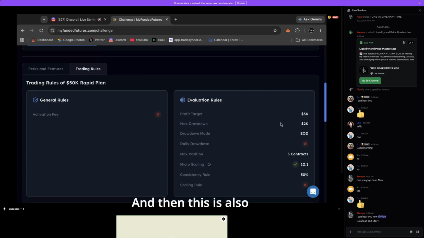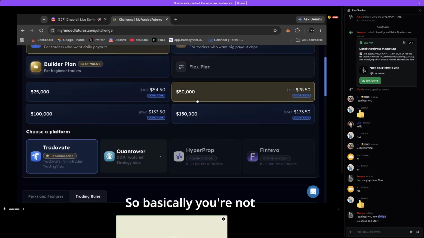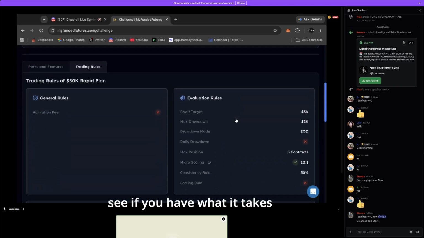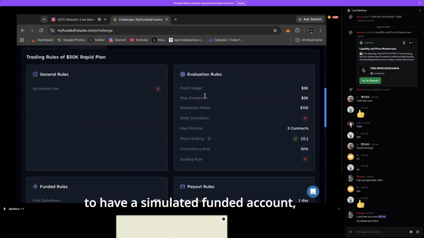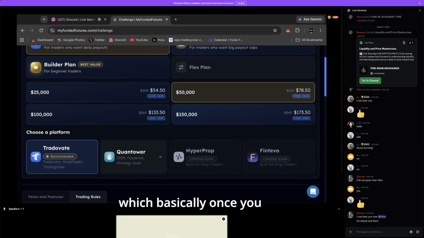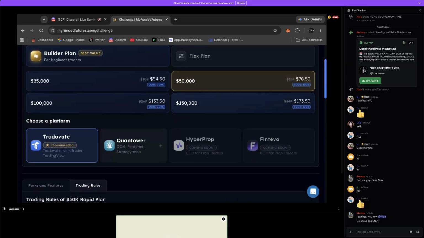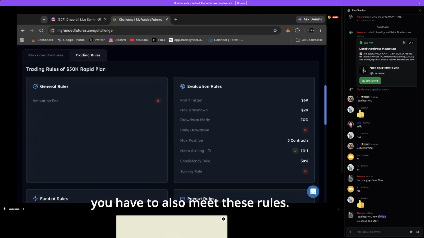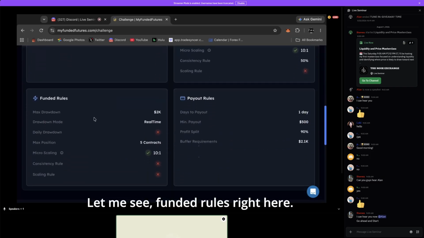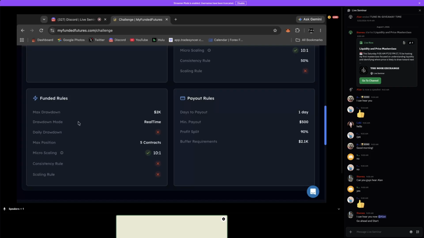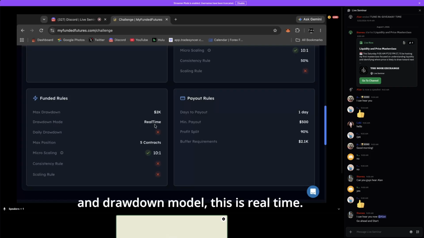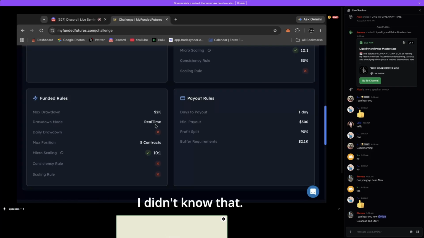And then this is also a simulated account. So you're not really trading $50,000. They're just testing you to see if you have what it takes to have a simulated funded account, which, once you get on the sim funded stage, you also have to meet these rules. Let me see, funded rules right here. So your max drawdown is 2,000 and drawdown mode. Oh, this is real time. I didn't know that. But yeah, it just follows it.